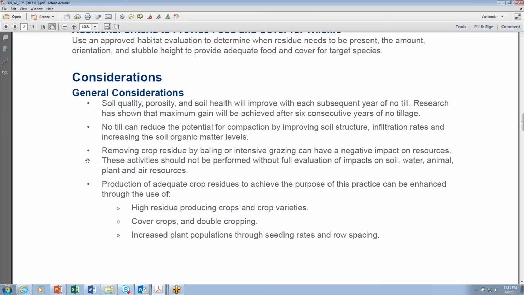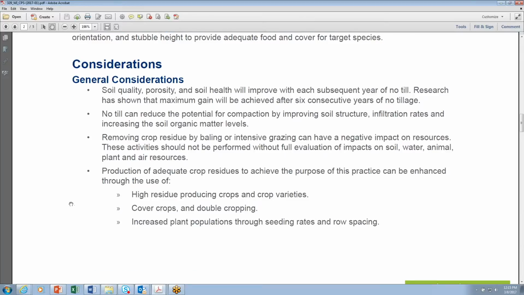Removing crop residue by baling or intensively grazing will obviously have a negative impact. Production of adequate crop residues: we need to pay attention to high residue producing crops. In other words, that is going to always be important to giving us our bottom line with that residue level.